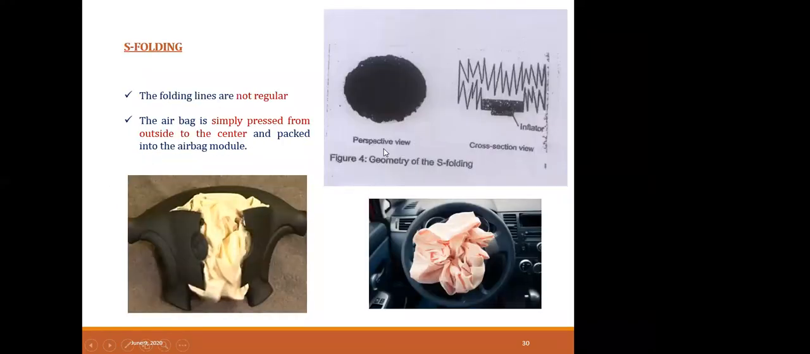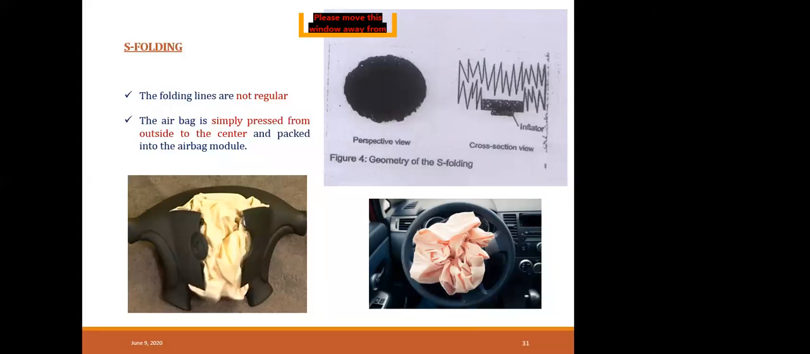Right? And the third type is S folding. Can you see any sort of uniform folding pattern here? No. They simply crush and press the bag from outside to the center of the hub. In simple terms, they simply crush the bag and keep it inside the metallic cartridge.